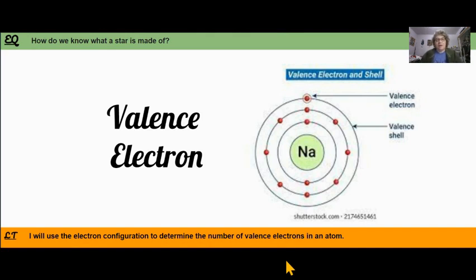Okay, so one more thing about electrons. And this one we're talking about valence electrons. And so we're going to be able to use that electron configuration that we just learned in the last video to determine the number of valence electrons in an atom.